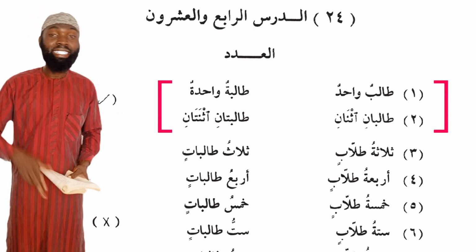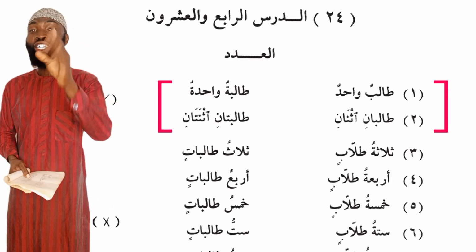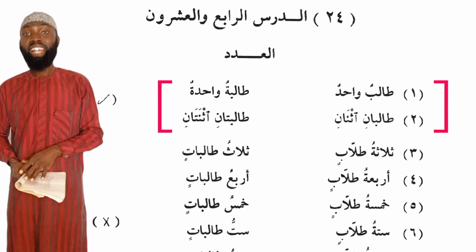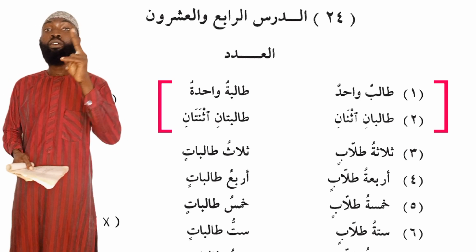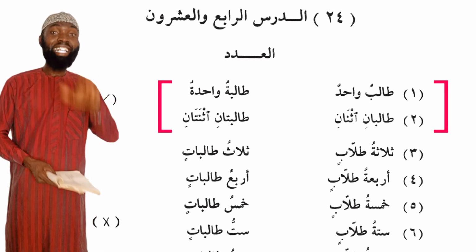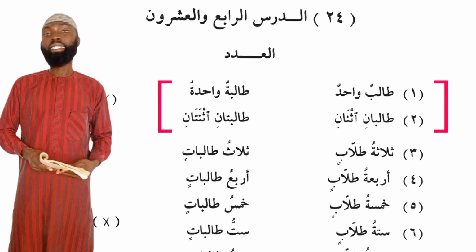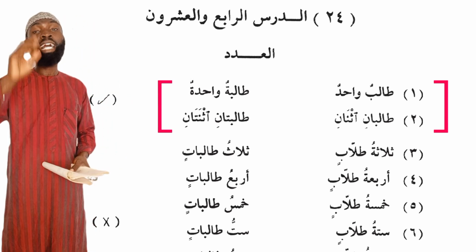If the male students are two, it will be talibani ithnani, two male students. If they are females, it will be talibatani ithnatani. Understand this. Ithnani masculine, ithnatani feminine. This is the rule guiding numbers 1 and 2.